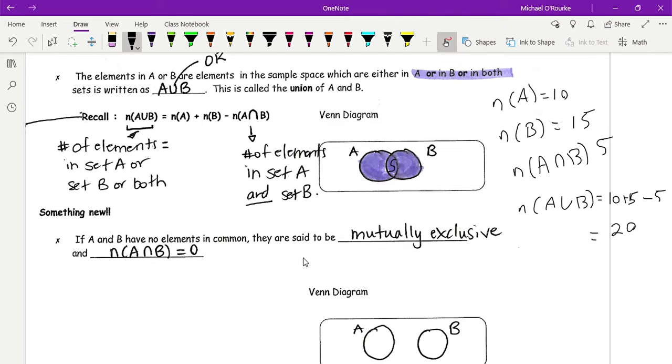Anyways, so mutually exclusive, two things that aren't going to intersect, okay? It's kind of important sometimes to recognize that mutual exclusion, because then you get to recognize there's no intersection between them.